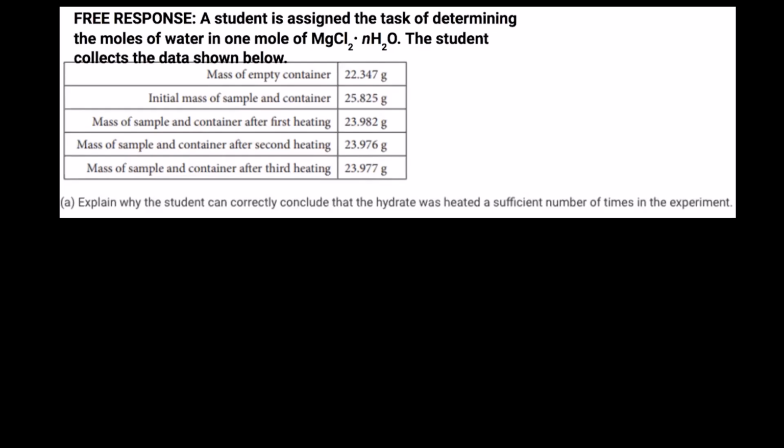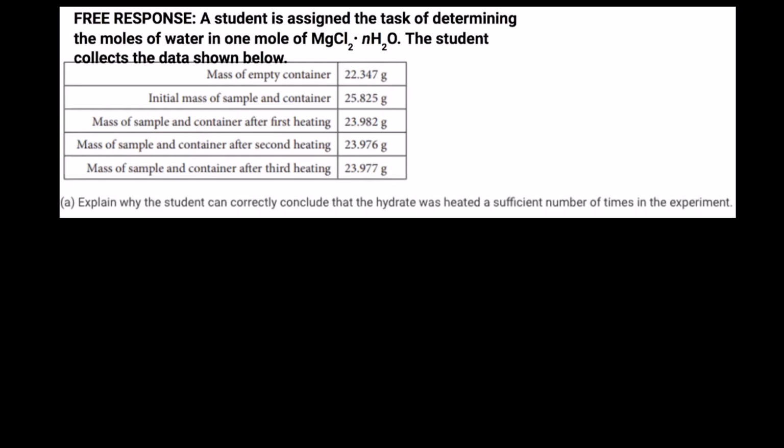So explain why the student can correctly conclude that the hydrate was heated a sufficient number of times in the experiment. Again, they like these problems because they're actually based in the lab. So what are we doing? We're heating a sample, and it's asking us, how do we know that it was heated enough? Well, if we look at the mass of the sample in the container after the second heating and after the third heating, the mass doesn't change a whole lot, and it actually goes up 1, which we can assume is the error of the balance. And so we know it heated enough because it didn't change mass anymore. And so we know that we heated all of the water out of the sample.